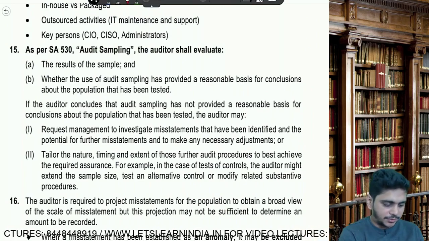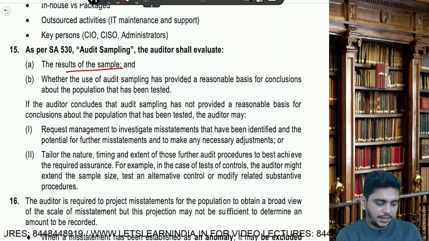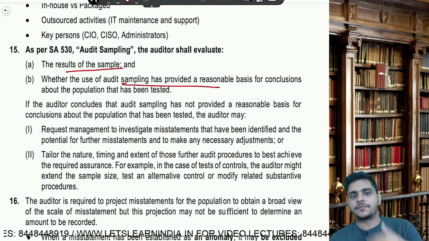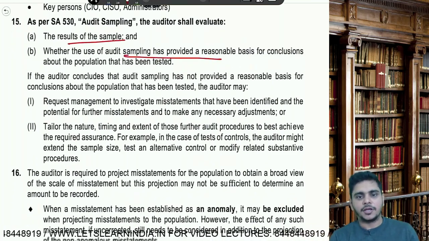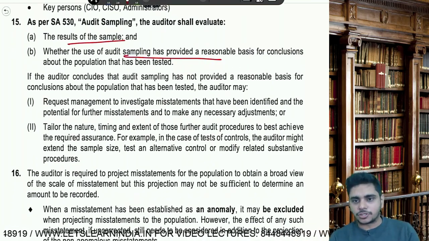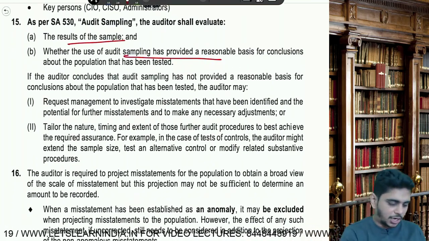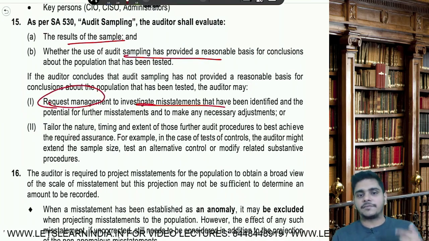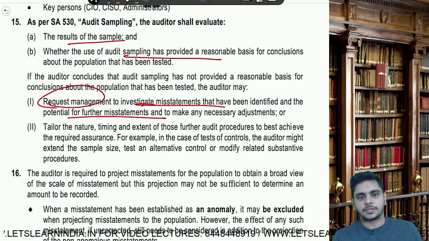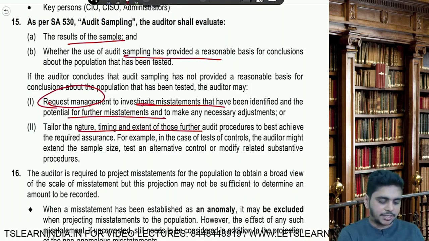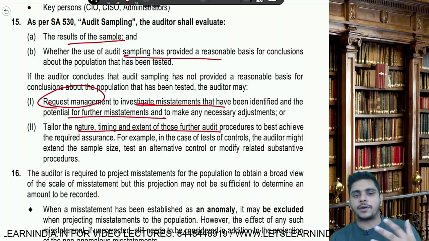So the auditor shall evaluate the results of the sample and whether the use of sampling has provided a reasonable basis for drawing conclusions on the population that has been tested. Now, if it is not providing a reasonable basis for conclusion, he will request the management to investigate the misstatements that have been identified and the potential for further misstatements, and determine the nature, timing and extent of further audit procedures to achieve the required assurance.